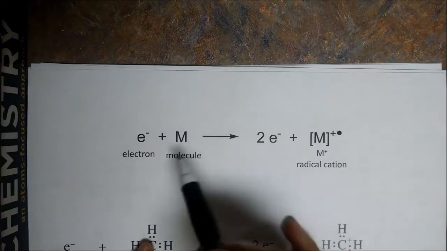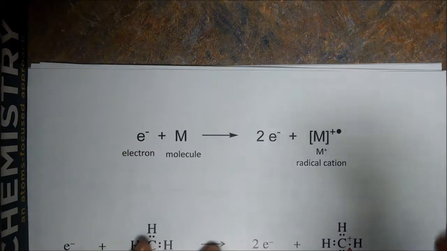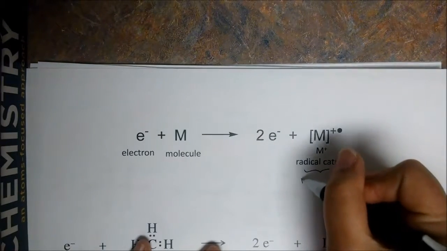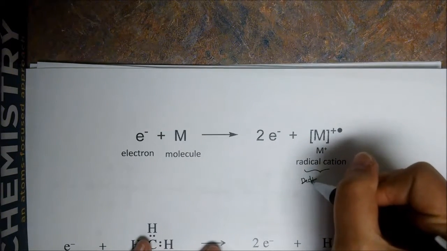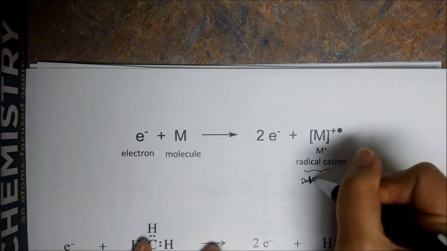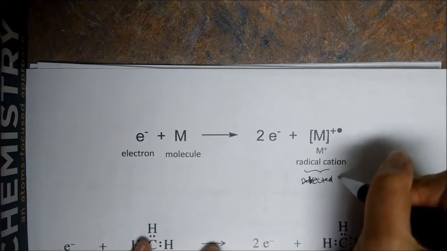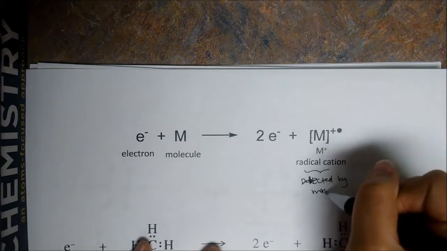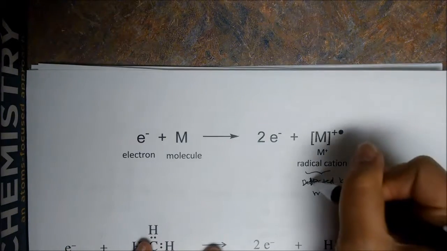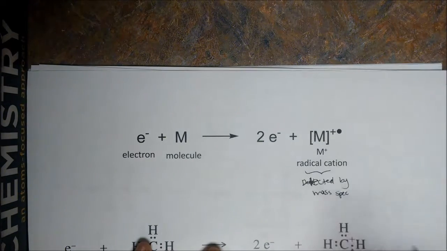So this is our radical cation. And this is actually what we're going to be studying. This is what gets detected by mass spec. It's this charged cation.